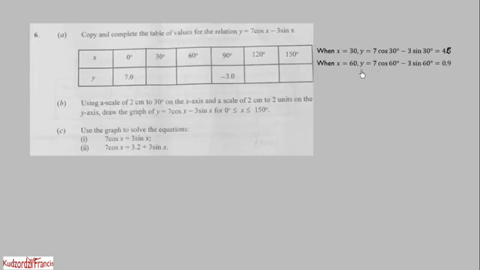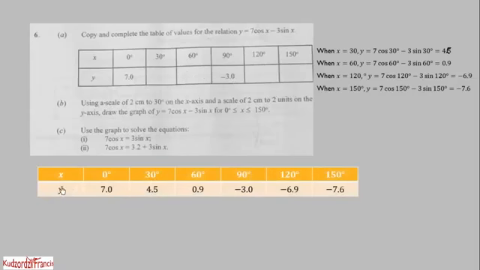Then when x equals 60, you're going to get y equal 7 cos 60 minus 3 sin 60, which will be 0.9. So I'm using one decimal place because of the one given here. Then when x equal 120, we are going to get negative 6.9, and when x equal 150, we get negative 7.6. So we complete the table to get this. This is a table, so it's supposed to be 4.6.